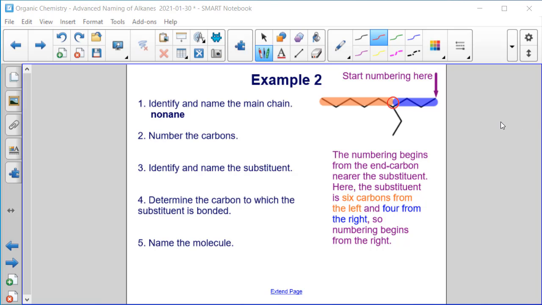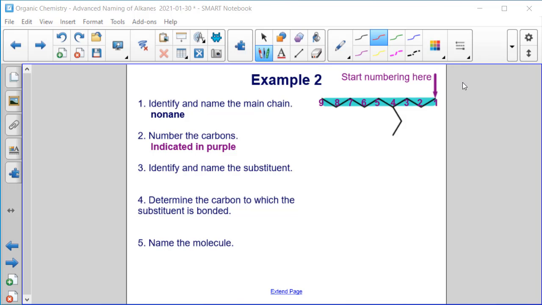So as I just discussed, the numbering begins from the end carbon nearer the substituent. If I start here, I'm 4 carbons from the substituent. If I start from the left towards the right, I'm 6 carbons. So the number needs to begin here on the right. Indicated in purple is the numbering that we saw a couple of slides back. 1, 2, 3, 4, 5, 6, 7, 8, 9, starting from the right and going towards the left.